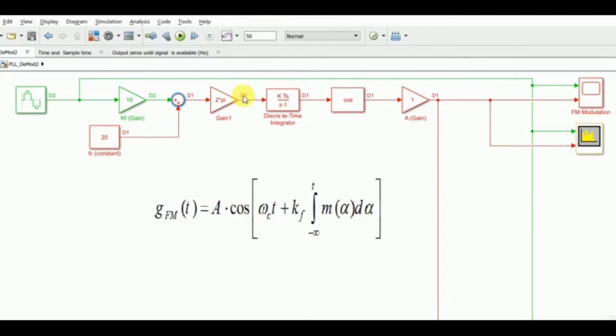Now this block would be then passed through an integrator. So if it passes through an integrator, the fc into 2 pi, that is omega c, would be converted to omega ct, while for the rest you would have kf and the integration block, because the message is dependent on time. This was constant, this was independent of time, but the message signal is dependent on time, so we have an integration appearing over here. All of this is basically fed into a cos function which I have expressed over here.